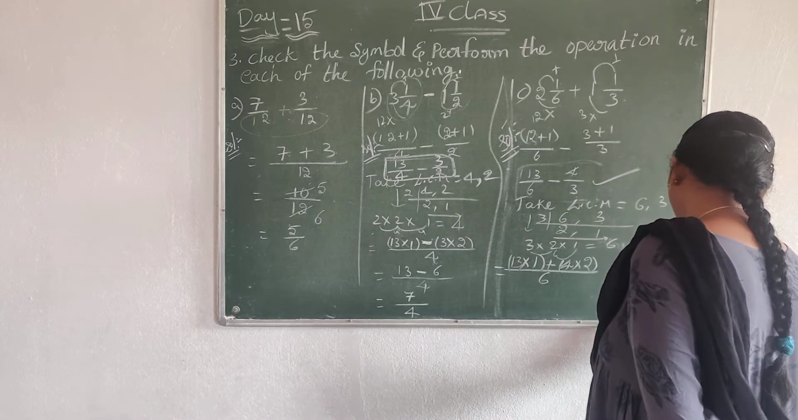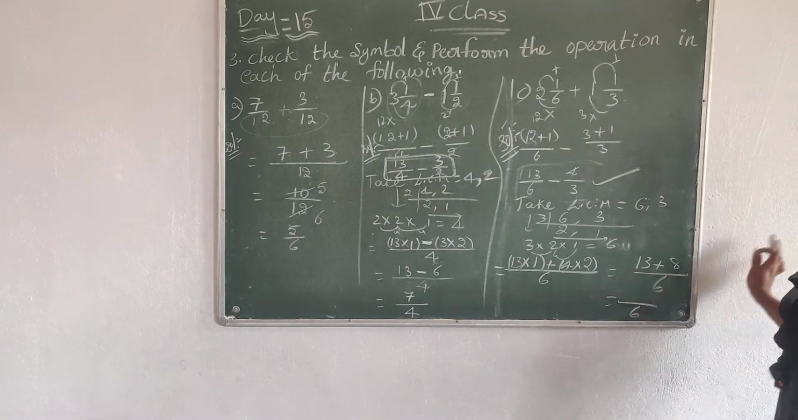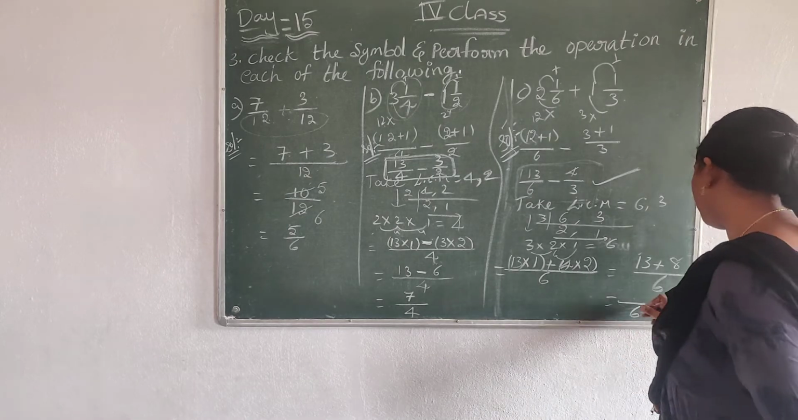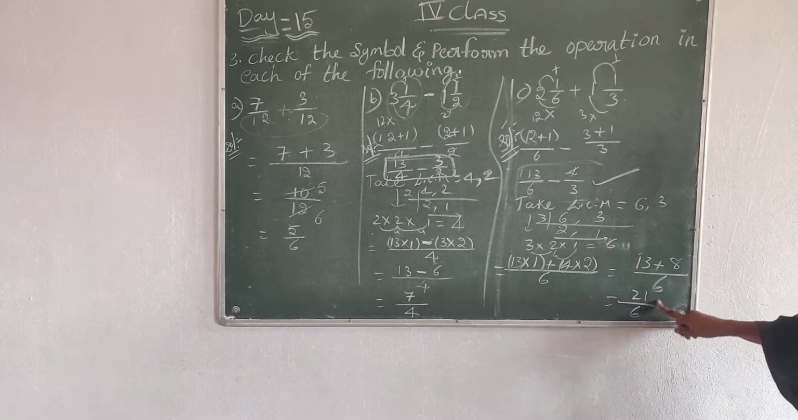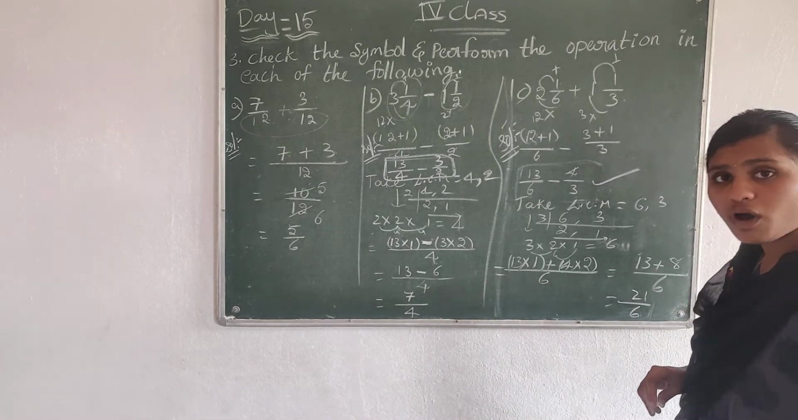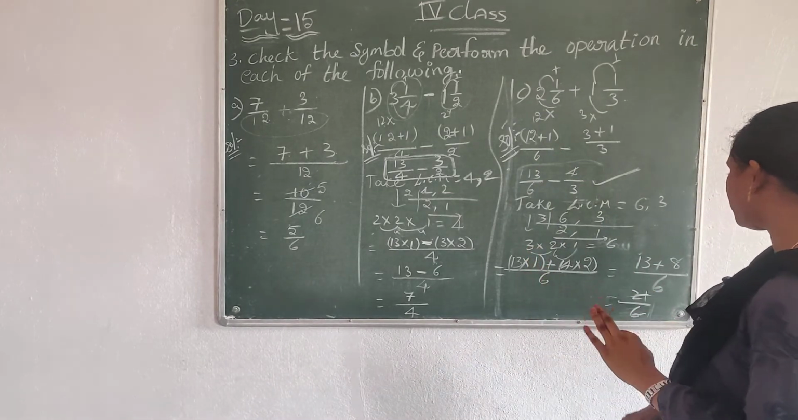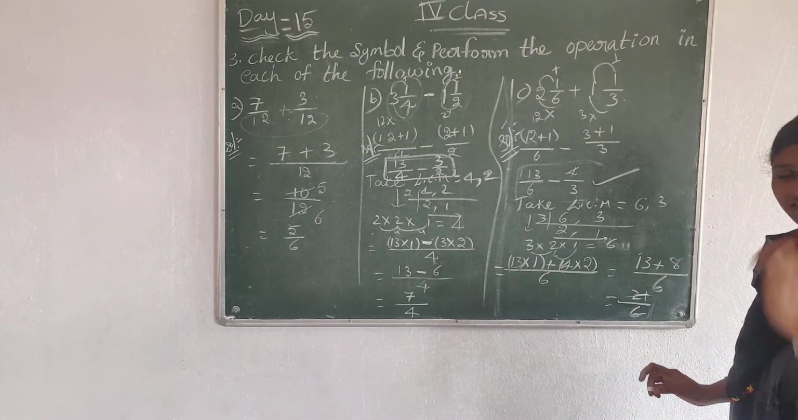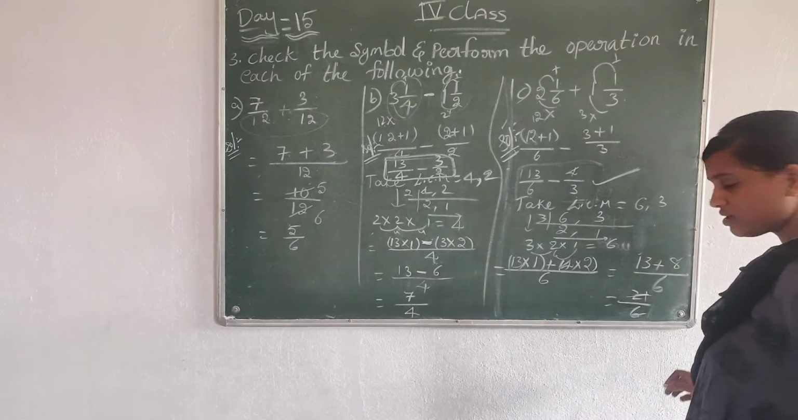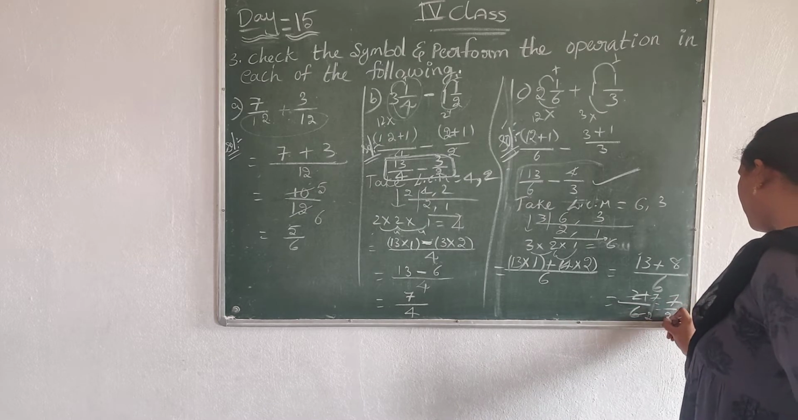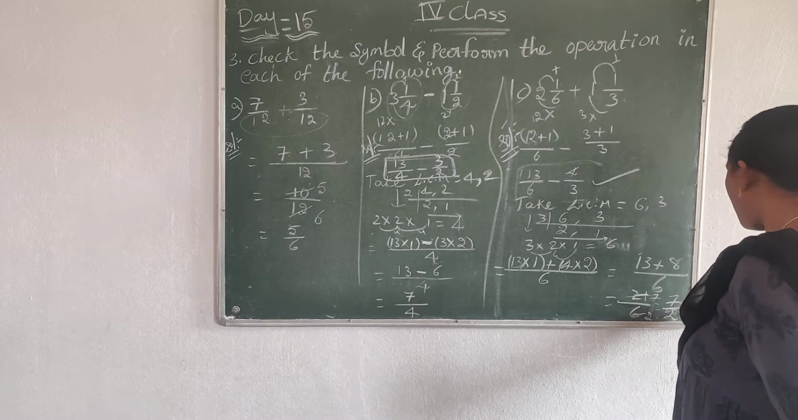See here, the denominator 6 is common. 13 plus 8. 13 plus 8 is 21. So easy. 21 by 6. See here, this 21 and 6, these two cancel in the 3 table, right? So we cancel these in the 3 table. 21, how many times? 7 times. 7 threes are 21, right? Here 3 twos are 6. So the answer is 7 by 2. 7 by 2. Understood, children?